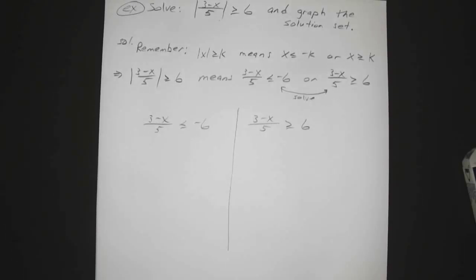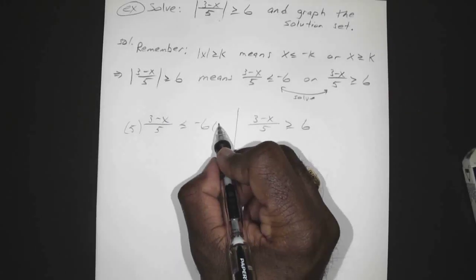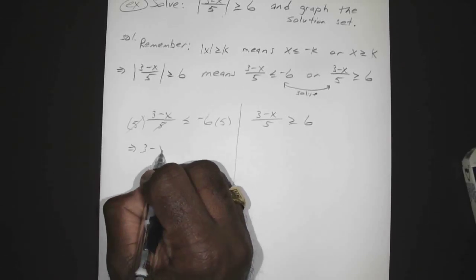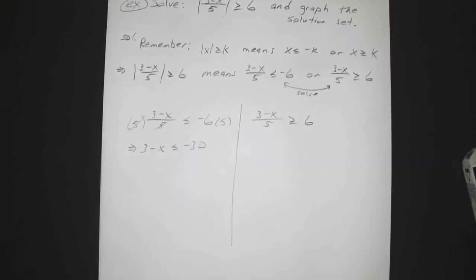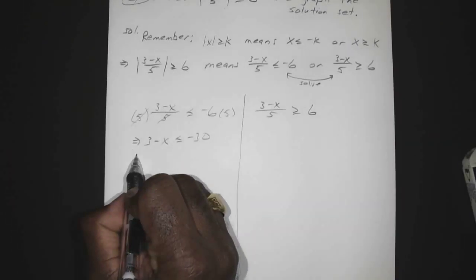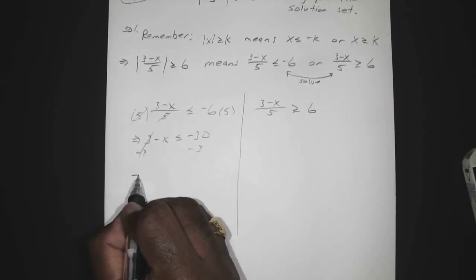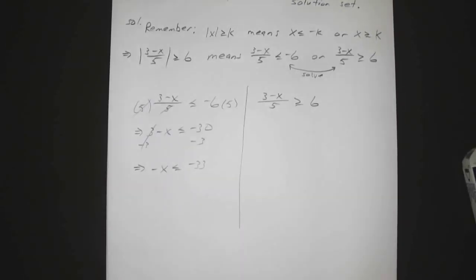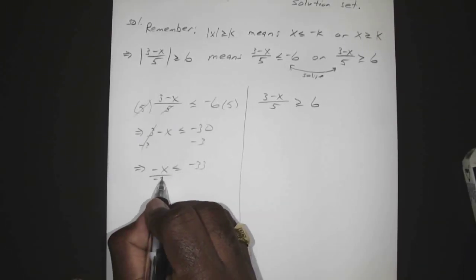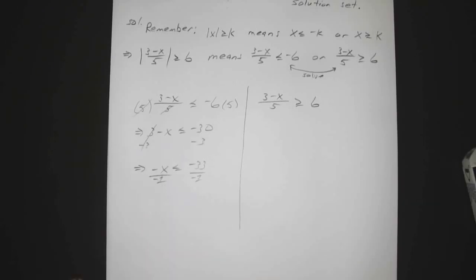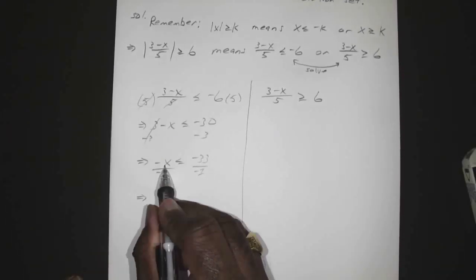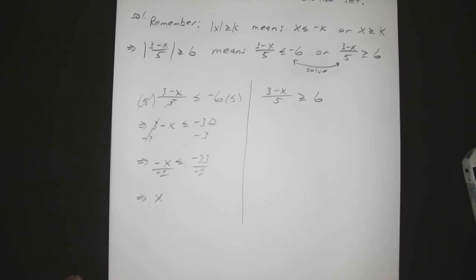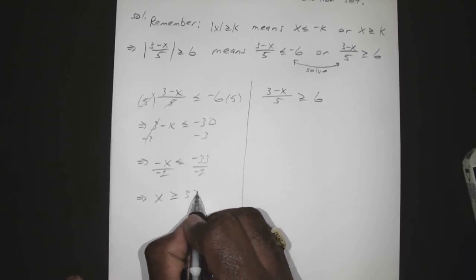Okay, so if we multiply both sides by 5, those two cancel out. So you have 3 minus x less than or equal to negative 30. Subtract 3 from both sides. So you have negative x less than or equal to negative 33. If we divide both sides by negative 1, because we solved for negative x here instead of positive x, you have x. Whenever you divide or multiply by a negative number, you have to switch the sign direction. So you have greater than or equal to 33.